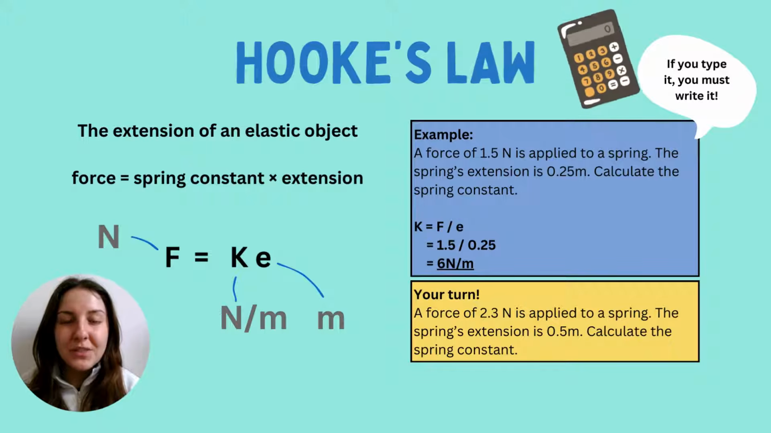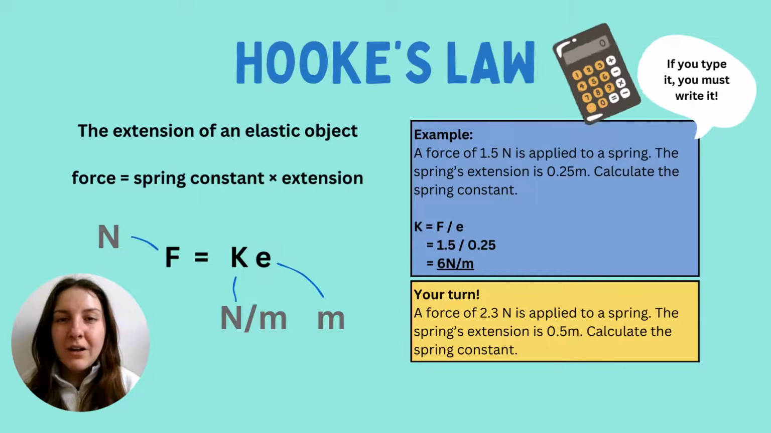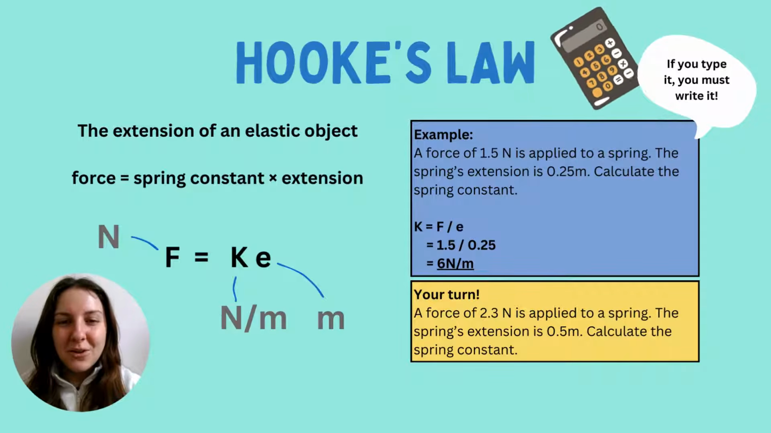So here's a question for you. It says a force of 2.3 newtons is applied to a spring. The spring's extension is 0.5 meters. Calculate the spring constant. So the exact same method you'll need to use. I'll leave the answer in the description box below. Have a go. It'd be great to see what you get.